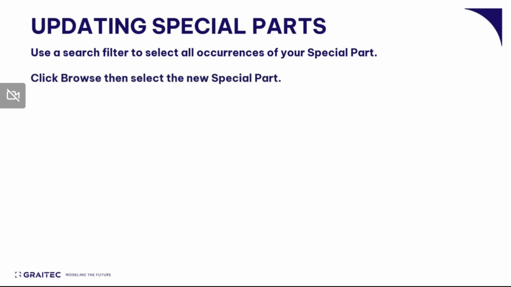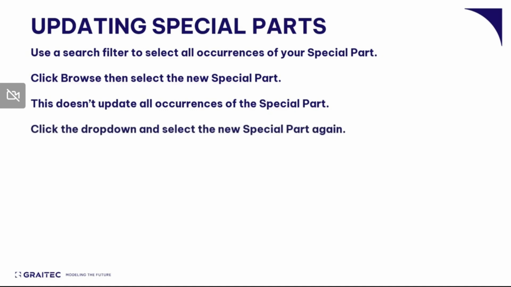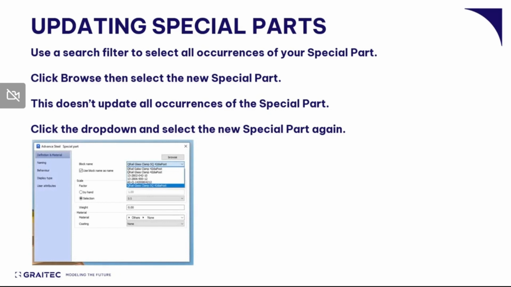Then, in the properties of that part, you can browse to your new special part file. But just browsing to it doesn't actually replace the special part in all the locations in your model. It may or may not replace the first one. It certainly won't replace the others. You need to do an extra step. You must go to the drop down with the special part name and select the correct special part name again in that drop down. That is the point it will replace all the existing special parts. So you have to go down to that last click there in that block name drop down.